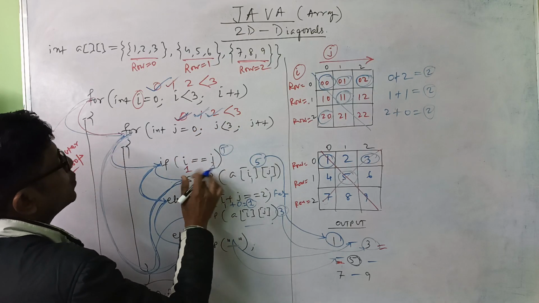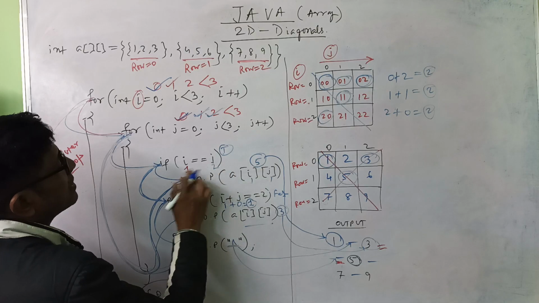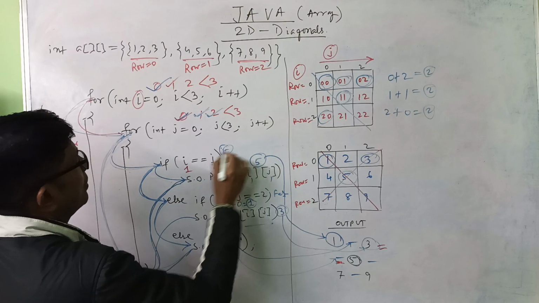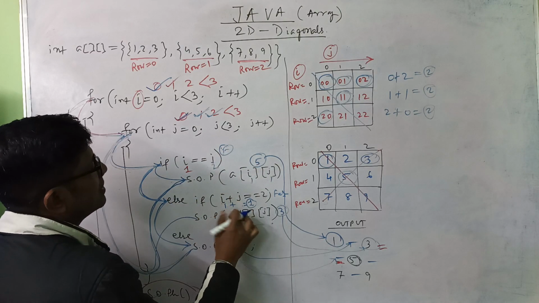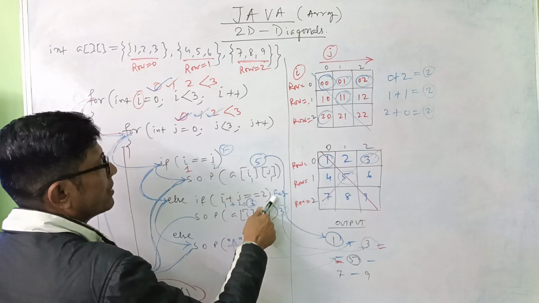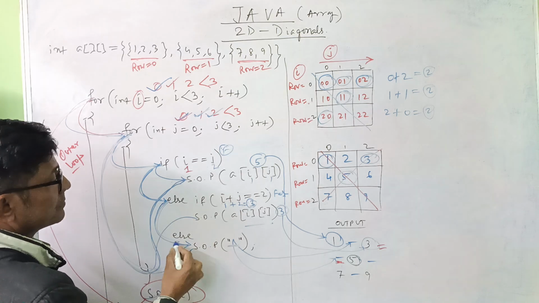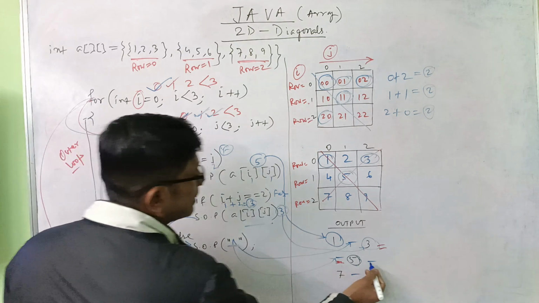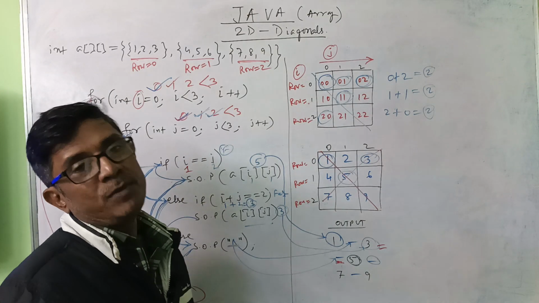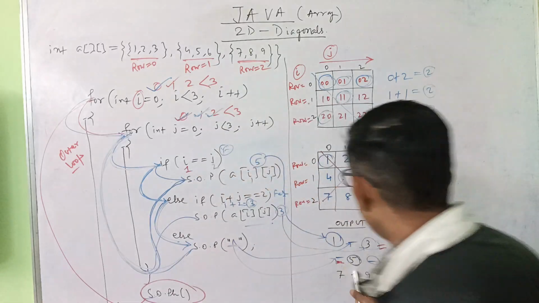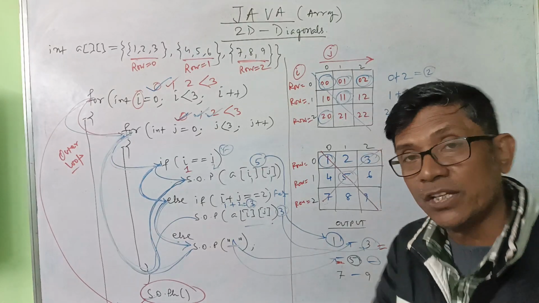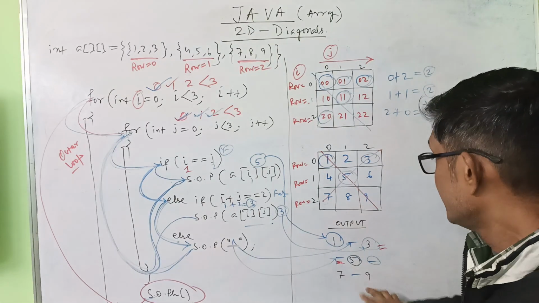From here, I1, J2. This condition is not matching. False. Coming here, I1, J2. It is 3. Not matching. False. Means print blank. In this way you can understand, the last one will be similar. So this diagonal is printing only once. The diagonal is printing only once.